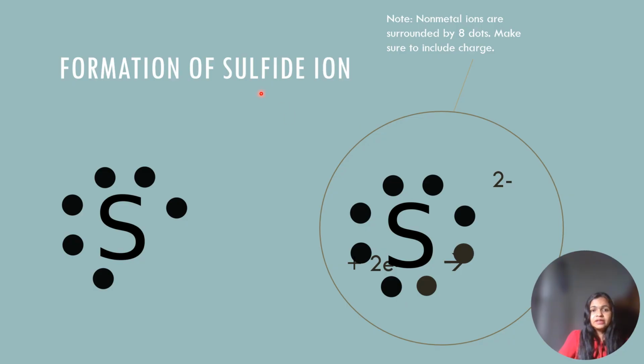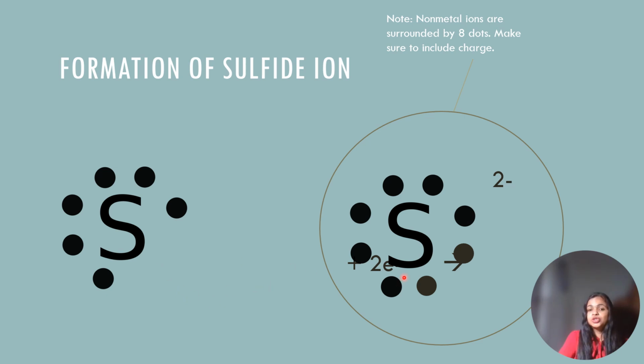Now let's look at an example where the negative ions or the anions are formed. Sulfur is a nonmetal, and nonmetals form anions. Sulfur belongs to group 6A of the periodic table. So you can see 6 valence electrons around it: 1, 2, 3, 4, 5, 6. So sulfur can become stable if it gains 2 electrons and can have 8 instead of 6 electrons.